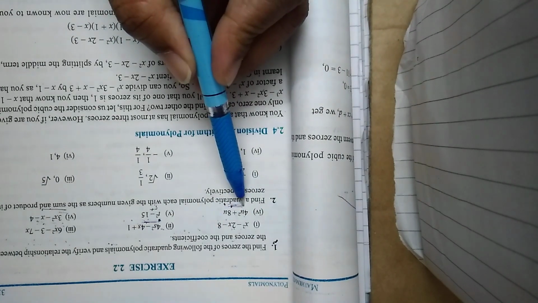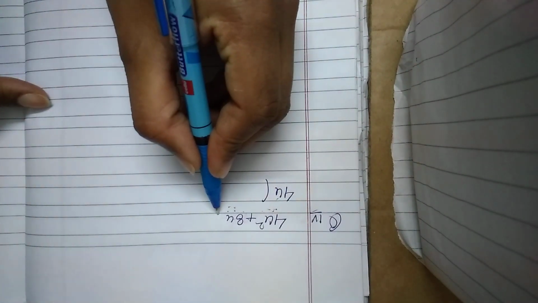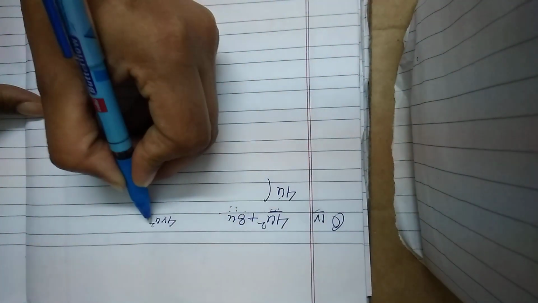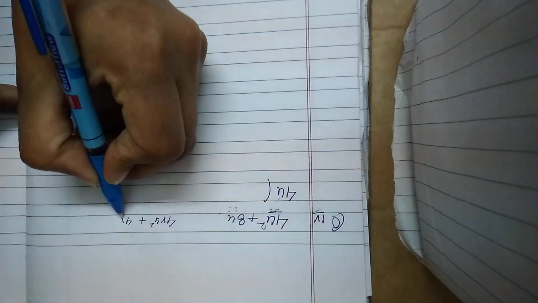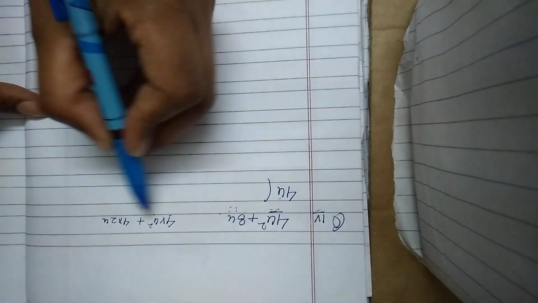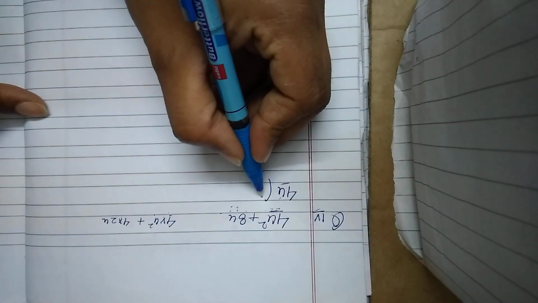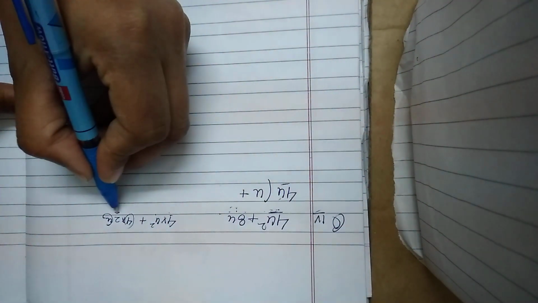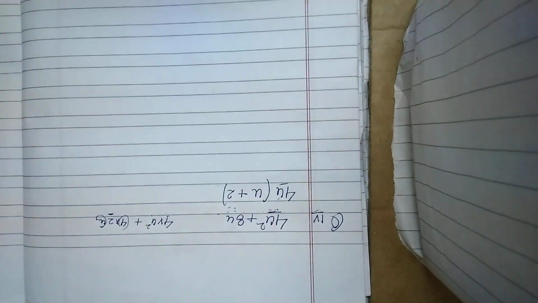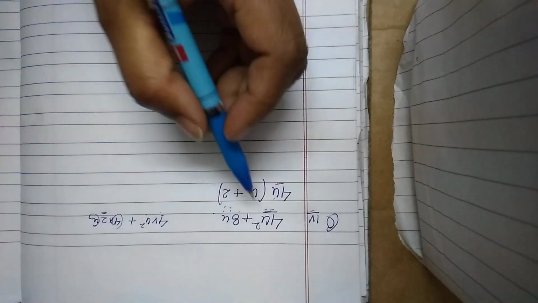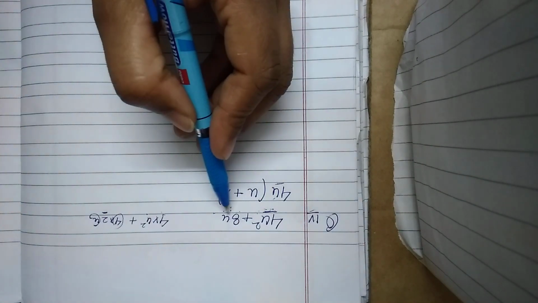Let us start. First part: 4u square plus 8u. Taking 4u as common, because it can be written as 4 into u square. Rough work: 8 can be written as 4 into 2. So taking 4 and u common, here only u is left, plus 4, u common, then we have left only 2. So 4u into u plus 2. These are the two factors of this polynomial 4u square plus 8u.